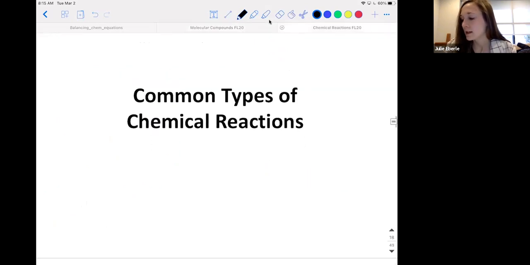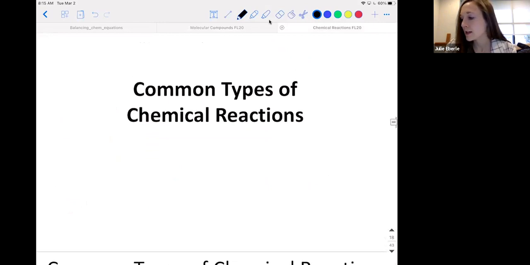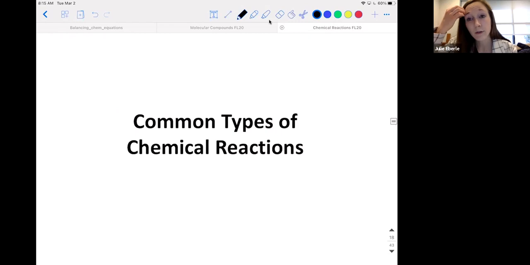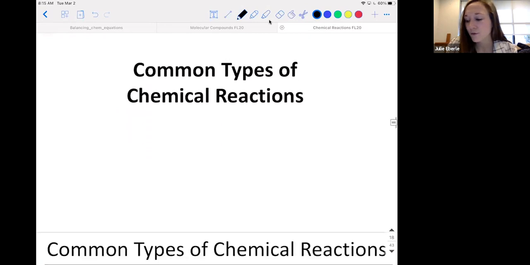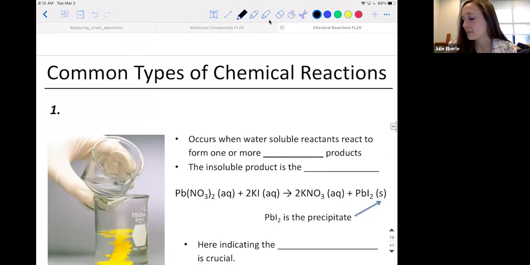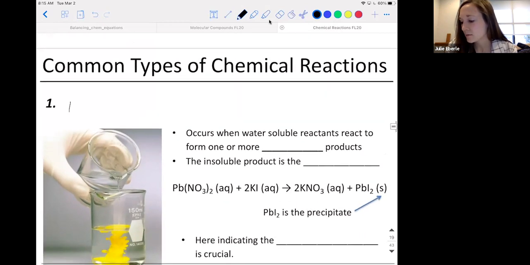All right, now to chapter 5. We're going to look at common types of chemical reactions. So these are going to be 3 new ways to classify chemical reactions. So don't forget the previous 5. We're going to look at 3 more ways today. Okay, so the first way, I'm just going to jump right in. These are known as precipitation reactions.